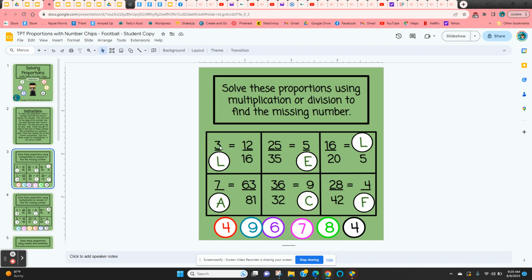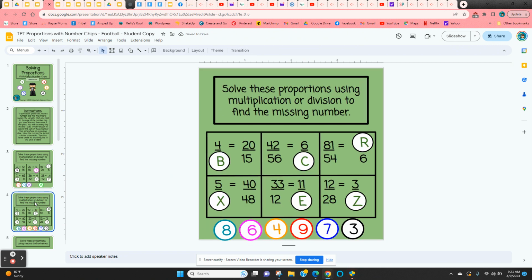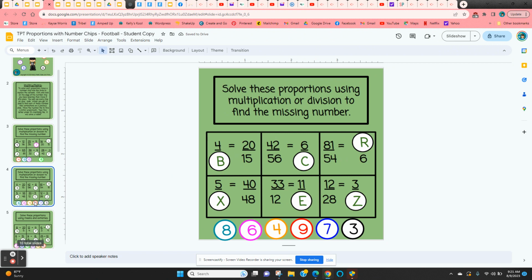So here you're going to scale up by multiplying by 4. That would make this number a 4. So they just click and hold on the edge of the number and then they can move it. Here we're going to be scaling down by dividing by 5. That would make this a 7, and so on. Same thing on the next slide, scaling up and scaling down.